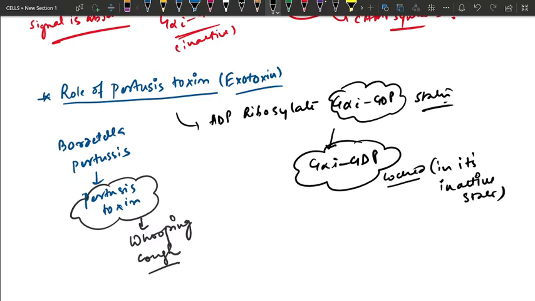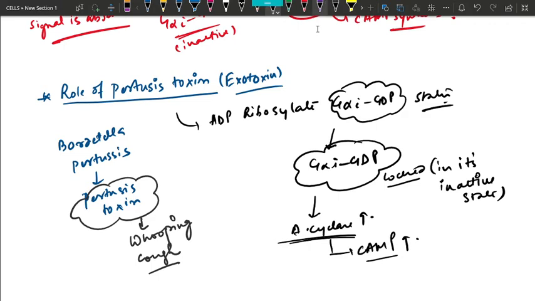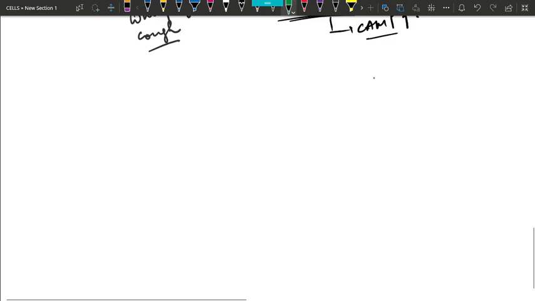As a result, adenylyl cyclase is not inhibited. It is active, and there is cyclic AMP production, and as a result whooping cough takes place. These different channels are being opened because G alpha I in its inactive state is being locked by the ADP ribosylation with the help of this pertussis toxin. This was actually important.